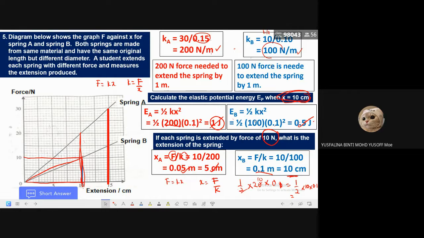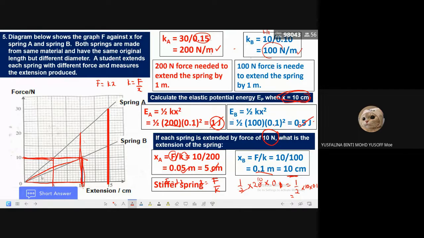And if each spring is extended by a force of 10 Newton, what is the extension of the spring? For this one you can just straight away find from the graph. At 10 Newton, the extension is 10 cm for spring B. This one, 10 Newton, the extension is 5 cm for spring A. Can just straight away get from the graph, right?